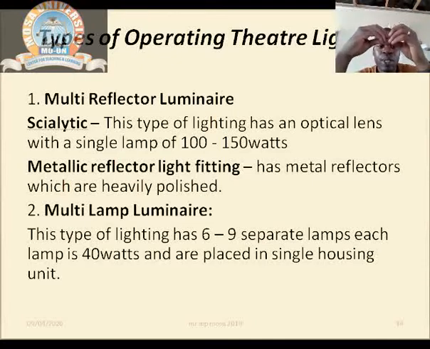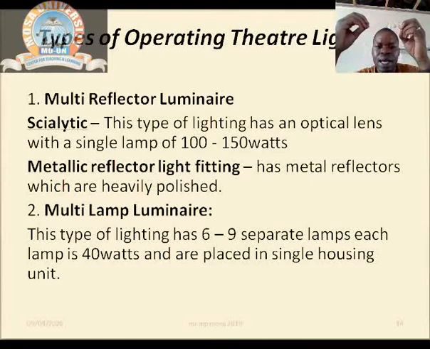Then we also have what we call metallic reflector light fitting. It has metal reflectors which are heavily polished. So this one is a type of lighting which has the metal reflectors which are heavily polished. When you compare this one and the other one, this one is a metallic reflector, whereas the other one is just a single lamp.